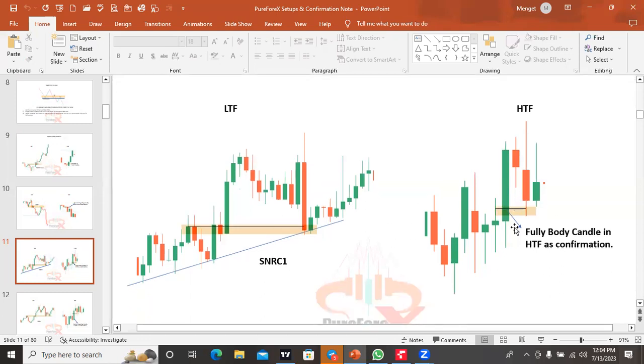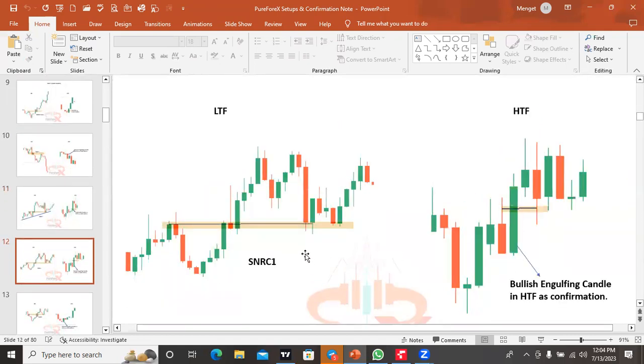So let's continue. This is another example for SNRC1 setup. This is a strong support, strong resistance aligned with what? Rally-base-rally. Price comes back there, we buy. So what gives us confidence to buy this setup is what? Is this guy.